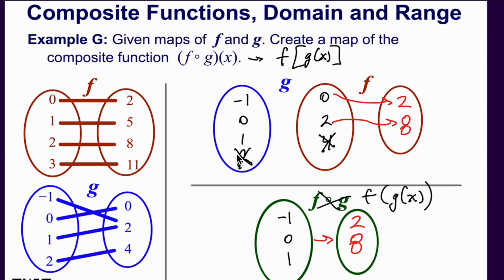So notice what happened. The domain of f got reduced. The only part of the domain of f that was used was the 0 and the 2, because they were indeed created by g. But this part of the domain of f is not used in the composite function.